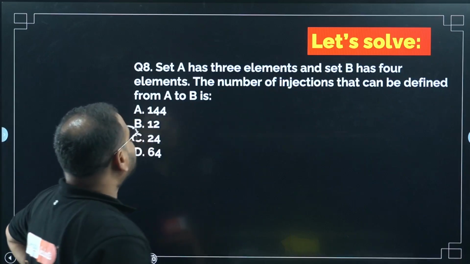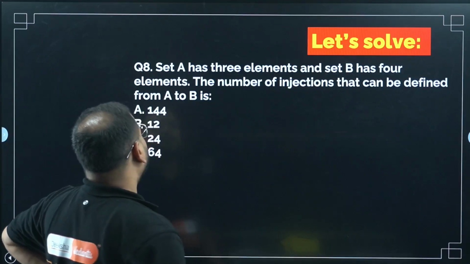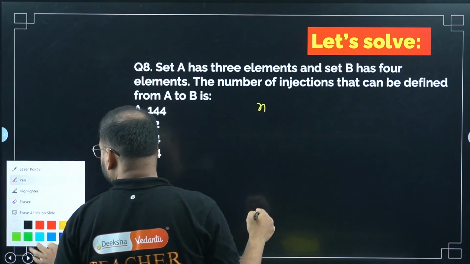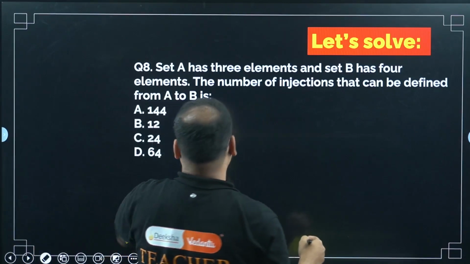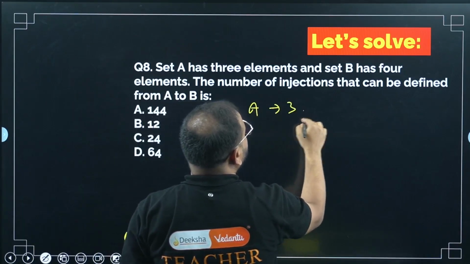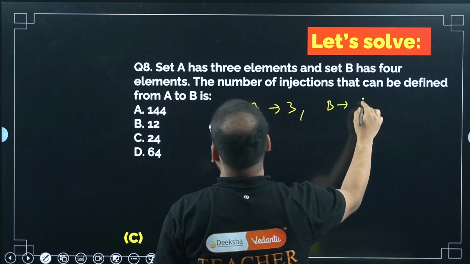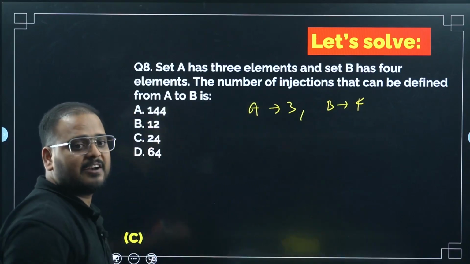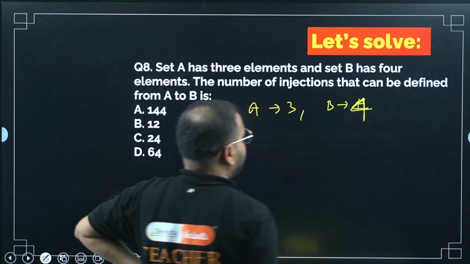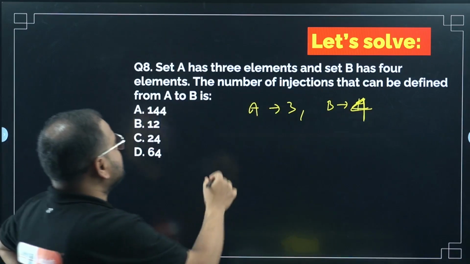Question number 8. Set A has 3 elements and set B has 4 elements. The number of elements for set A is 3 and for set B is 4. Find the number of injections.